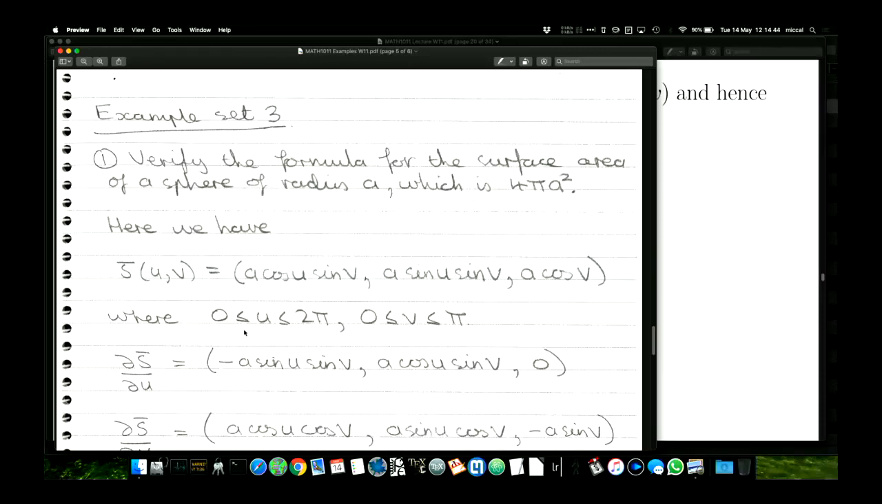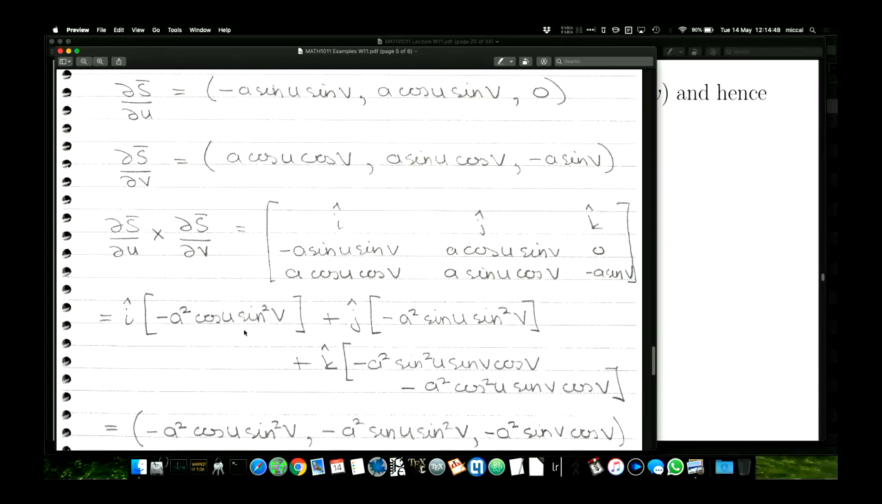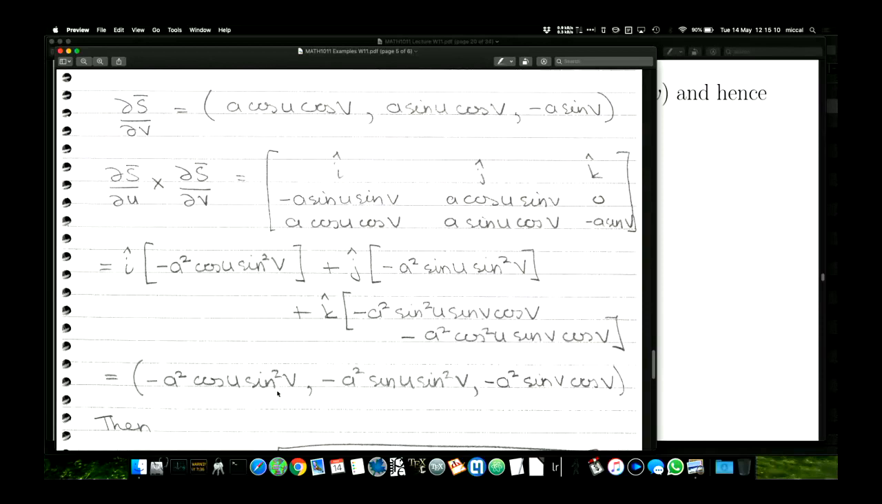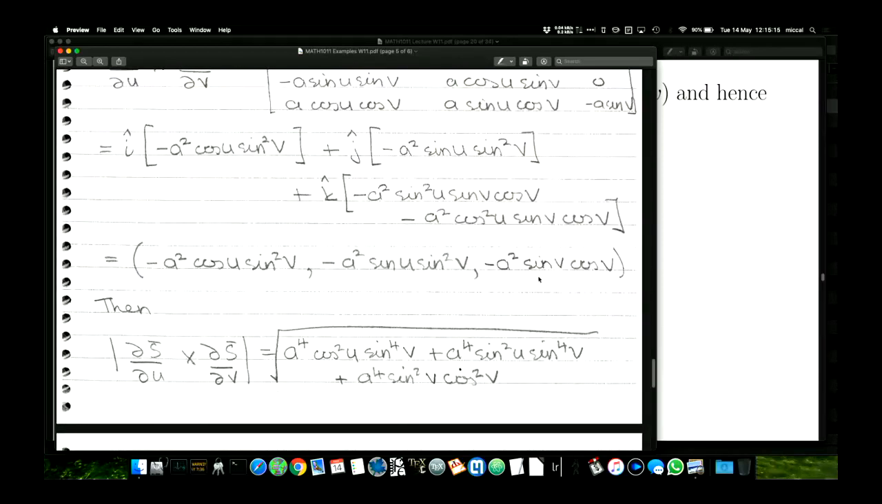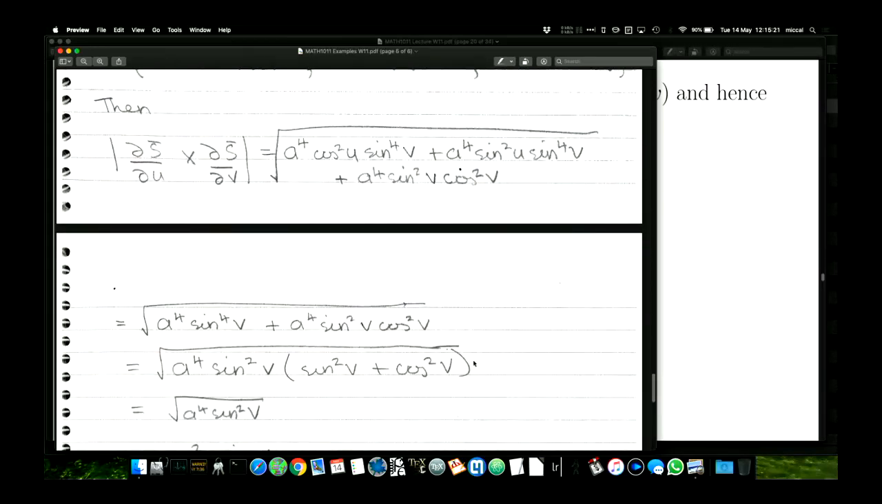So I find partial s partial u and partial s partial v. I find their cross product, which is a bit messy. But remember, always with trigs, hopefully there will be some sine squared plus cos squareds in there. You'll notice in the k component, or the z component, you've got a sine squared u and a cos squared u with common factors, so that always cleans up nicely. Because the next step is you need the length of this rubbish, so the square root of this squared plus this squared plus this squared, which looks awful. But remember, sine squared plus cos squared is 1.